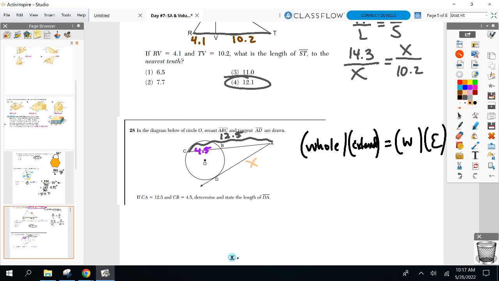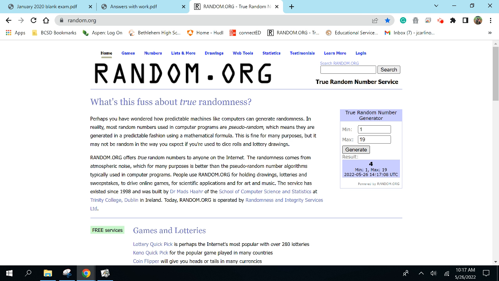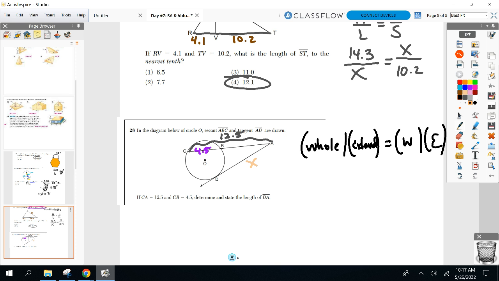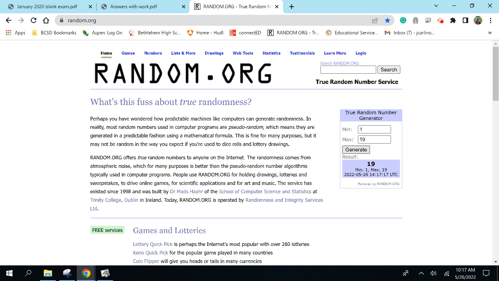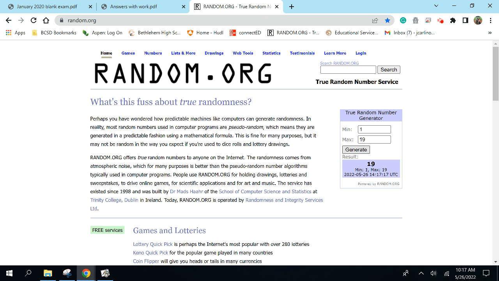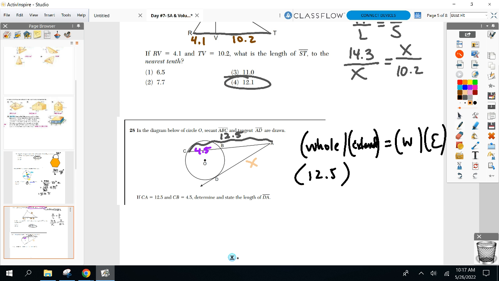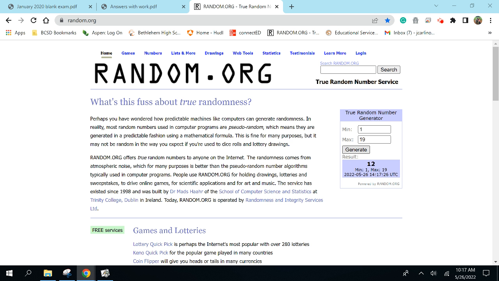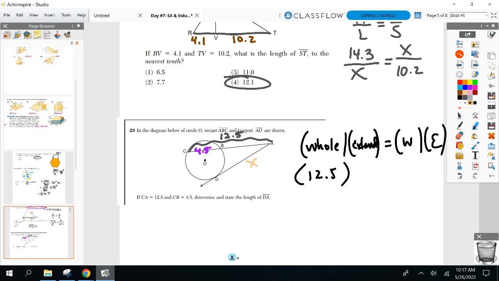All right, now I can start calling on you guys. Here we go. 4, what's the whole secant length? 19, whole secant length? 12.5. Be careful. External. Don't give me 4.5. External part of that secant. 12, external part? 5, what's the external part there, Jackson? 8, good. 12.5 minus 4.5.